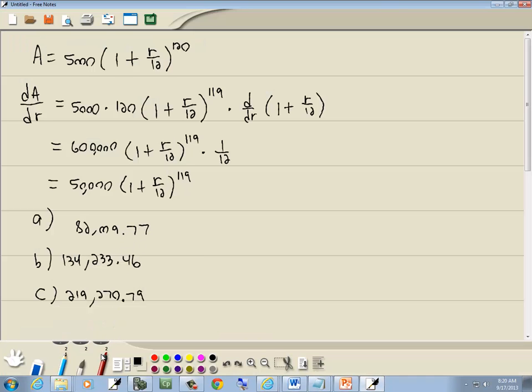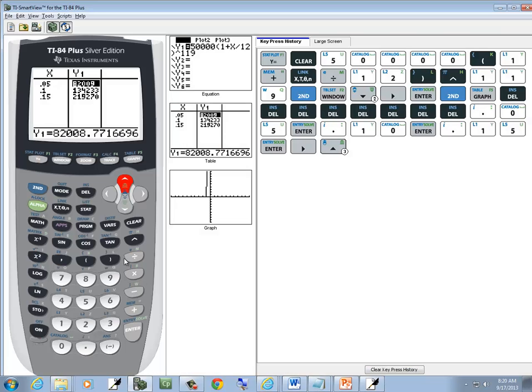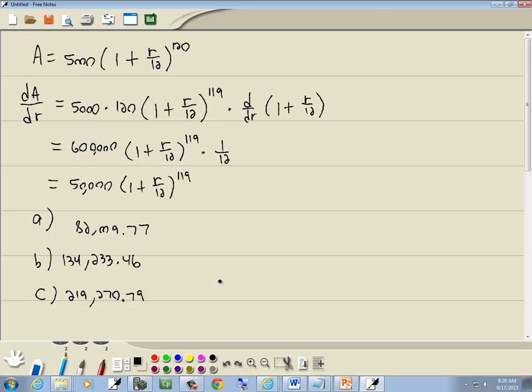So again, if you can't see everything on your display, just right arrow over to that column and then up arrow. Highlight each one. And now do a second mode to exit out. And those will be your answers.